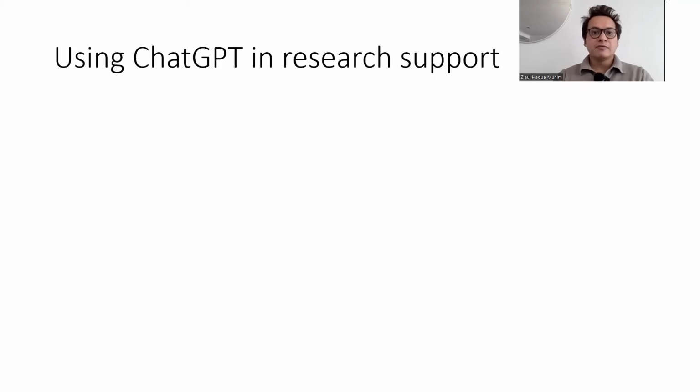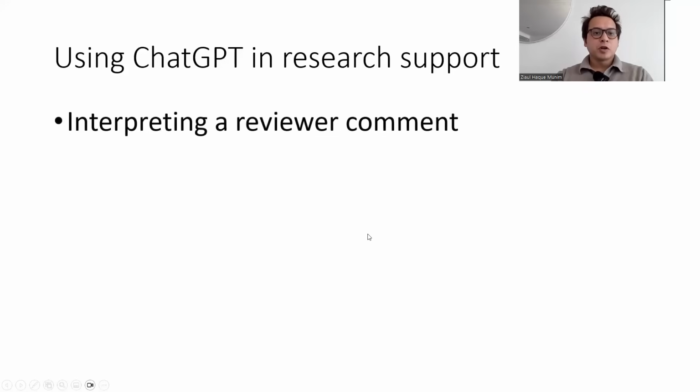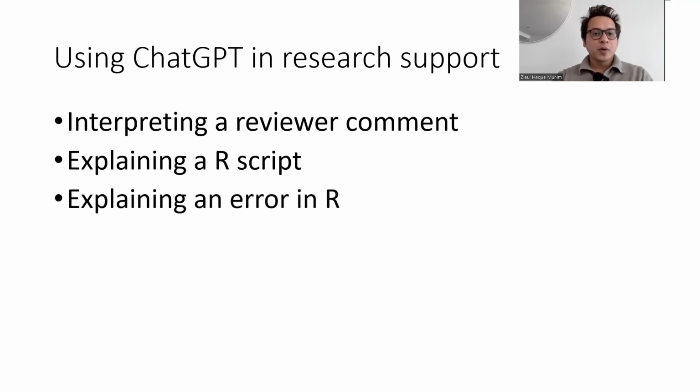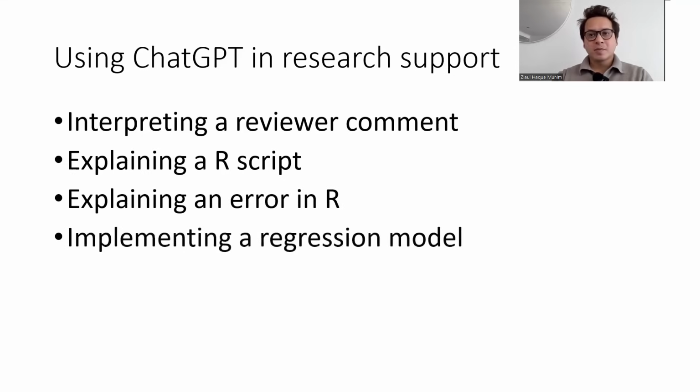I'm going to cover mainly four examples. So first one is interpreting a reviewer comment. Then we will look into explaining an R script, and then explaining an error in R, and then implementing a regression model in R. So let's get started.